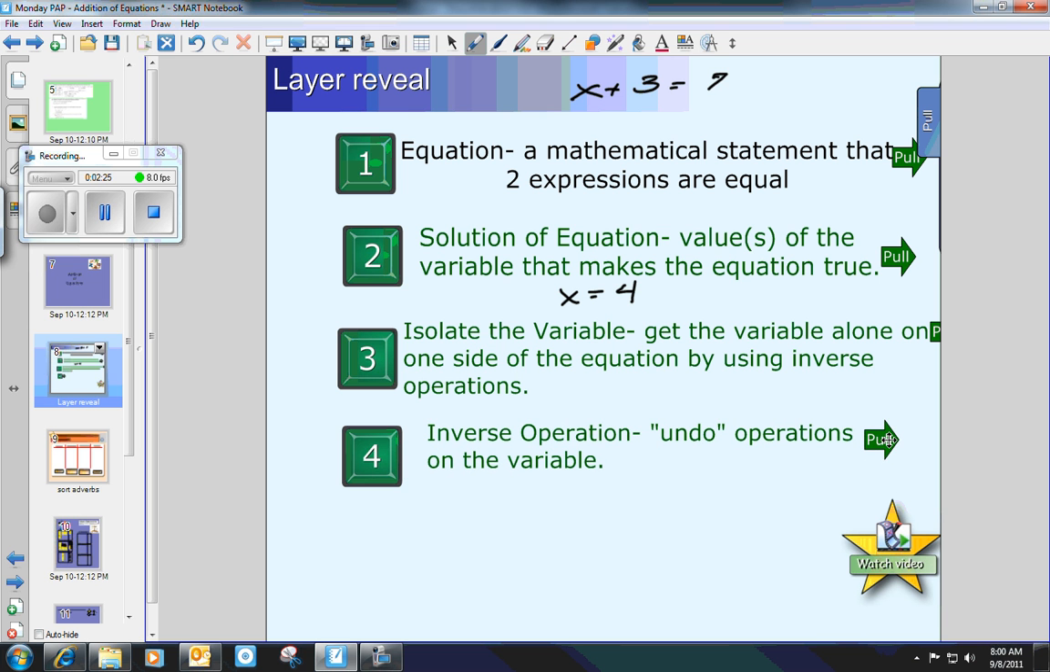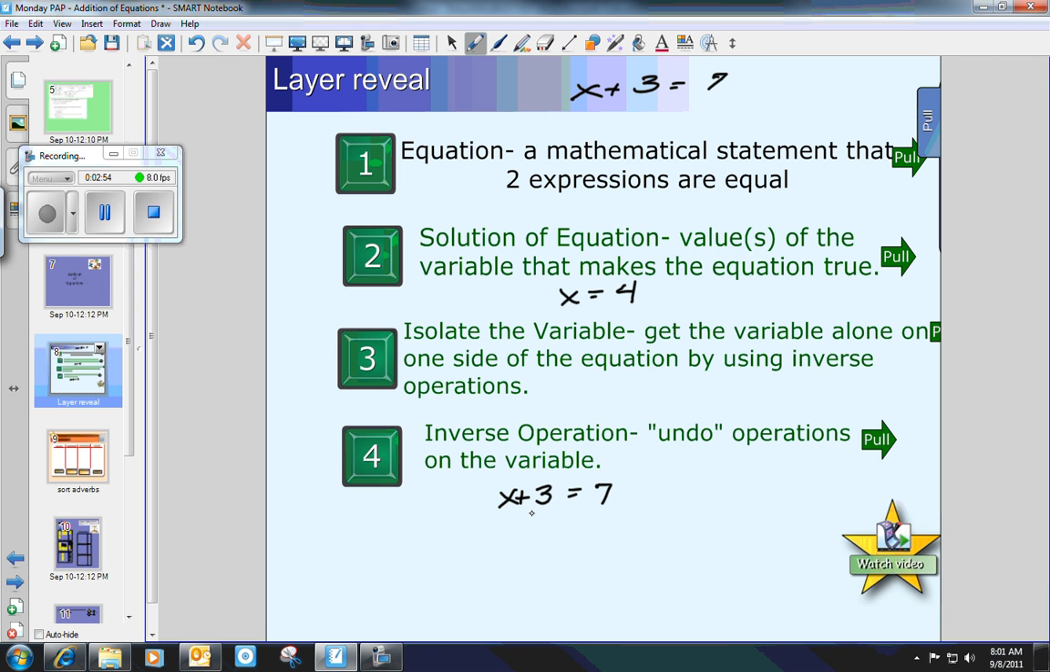Inverse operations are operations that undo something that has been done to the variable. In our original equation up here, x is having 3 added to it. Okay? So we're going to undo the adding of 3. And the opposite of adding, you all know, is subtracting. So if I have x plus 3 equals 7, I need to do the opposite of adding 3.